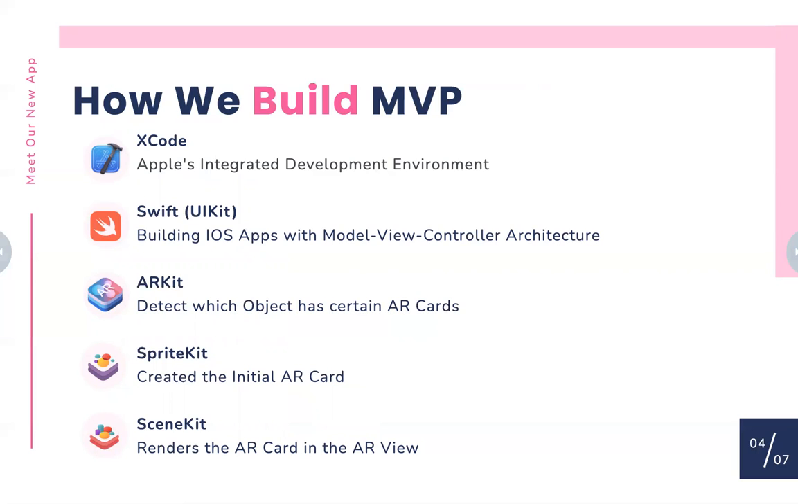So let's go with the first one, ARKit. How we use ARKit is to detect which object has certain AR cards. The next one, SpriteKit, we actually use SpriteKit to create the initial AR card view that we're going to present in AR view. And finally, SceneKit renders the AR card that we created from SpriteKit in the AR view.